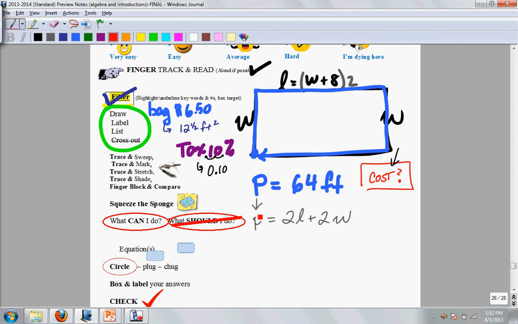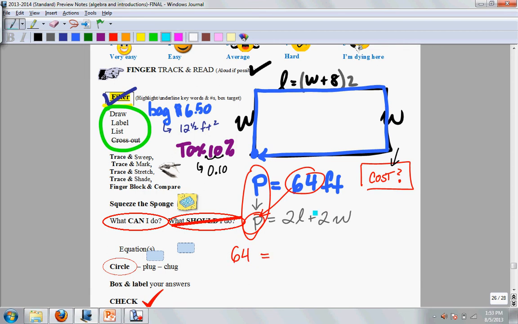Once you have that equation, you see that the p's are the same. So that means that we're going to circle. This is called a circle, plug, chug. I circle the p there. I circle the 64. I draw a little arrow. That means I can replace 64 there. I'm going to do 64 equals.